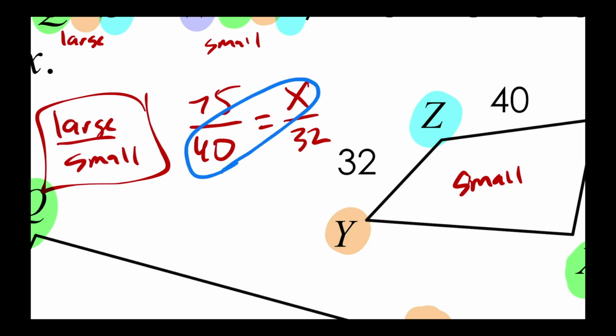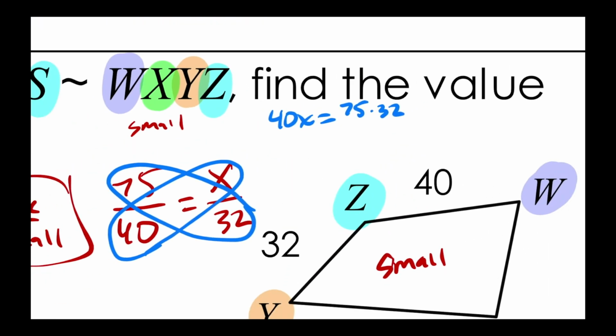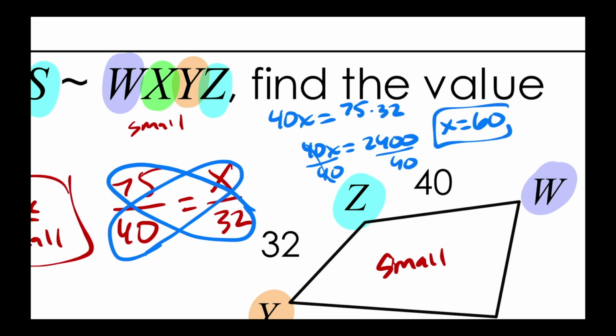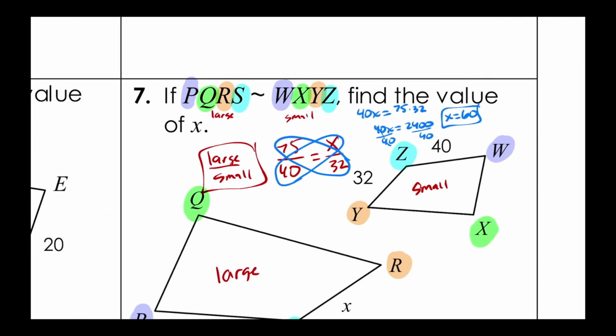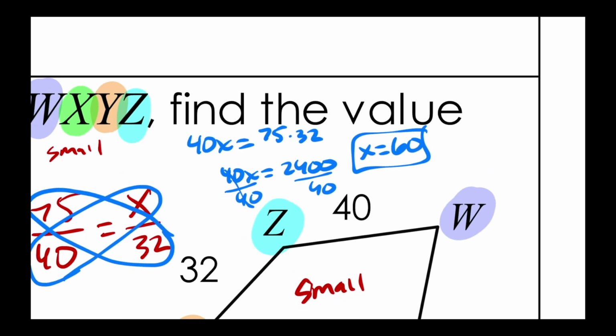Cross multiply. 40 times X equals 75 times 32. Now again, we can multiply 75 by 32, so let's do it that way first. Get your handy dandy calculator. 75 times 32 equals 2400. So we get 40x equals 2400. Divide both sides by 40, and we get x equals 60. Okay, and then we go back to the question. It says find the value of x. We found the value of x. We are done. There's my answer.